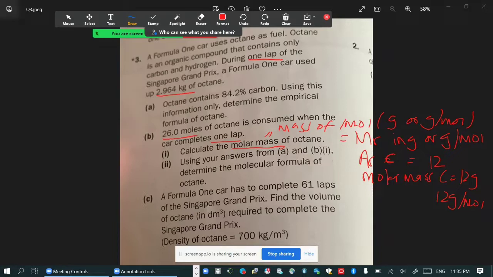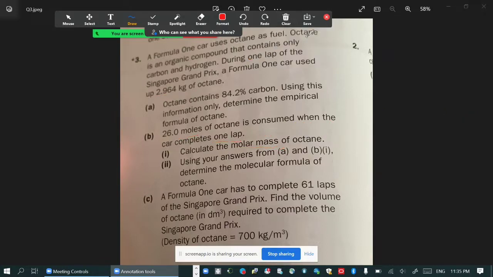So in this case it would be the MR, the molar mass of 1 mole. So let's see, 26 mole. That means 2.964 kilogram of octane, 1 lap, right?